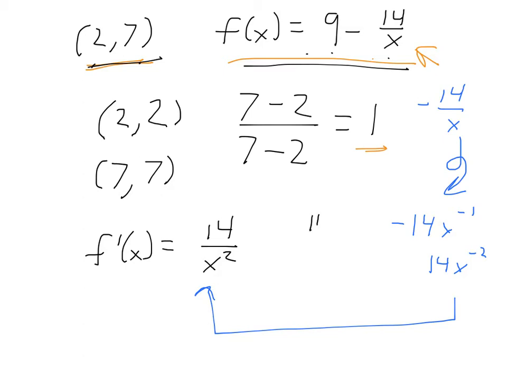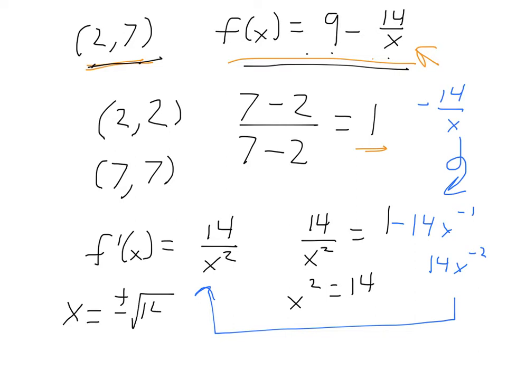Okay, so the question is, when will 14 over x squared equal 1? That's going to happen when x squared equals 14. And x squared equals 14 when x is a positive or negative square root of 14. This, however, is not the correct answer, because the answer that satisfies the mean value theorem will be on the interval 2 to 7, which means we do not have to worry about the negative. It's strictly the positive square root of 14. And there's our answer.